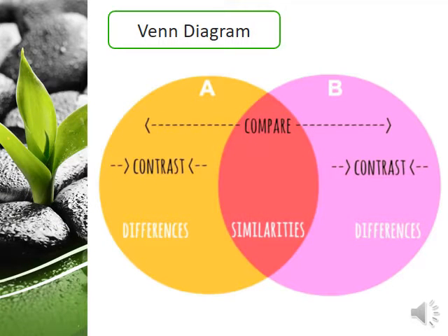This is the Venn diagram that we have seen many times before. Here we have two circles. On the edges of the circles we're going to write the differences, to contrast the differences. And in the middle we are going to compare and write the similarities between the two objects or the two subjects that we are comparing.